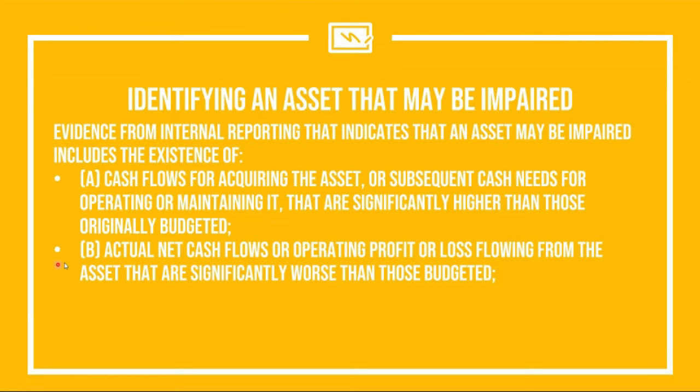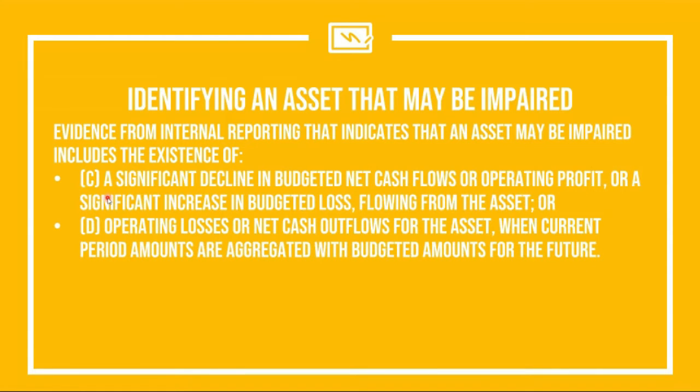Letter B, actual net cash flows or operating profit or loss flowing from the asset are significantly worse than those budgeted. So again, similar to how we explained letter A, because the cash flows are lower, the value in use will also be lower, which means that impairment might be existing. Letter C, a significant decline in budgeted net cash flows or operating profit. So again, based on budgeted information, the cash flows will be lower. So meaning value in use is lower, impairment exists.